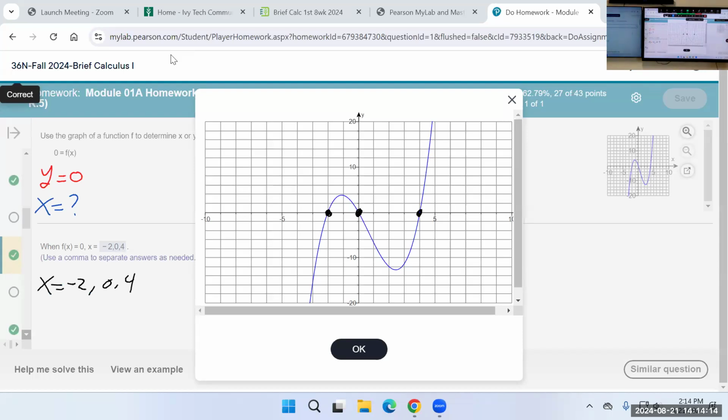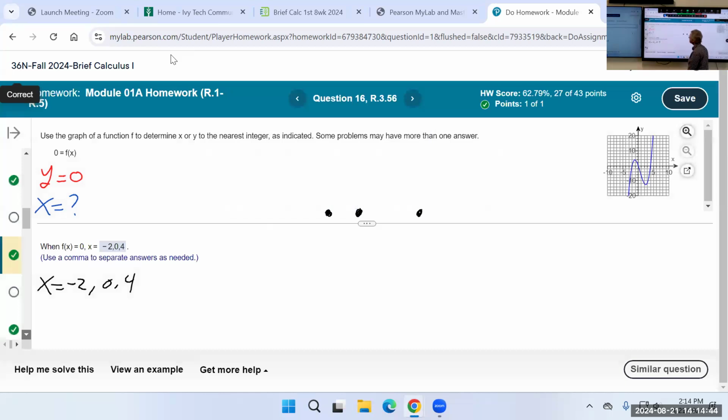So f of x equals 0 is kind of like saying what is the x-intercept? It's another way of saying it. I didn't really have to solve for anything, I just have to look at the graph and know what they were talking about, but that's half the battle. If not most of the battle is figuring out what this question wants. That's fine. All right. Let's go to the next one and see what happens.